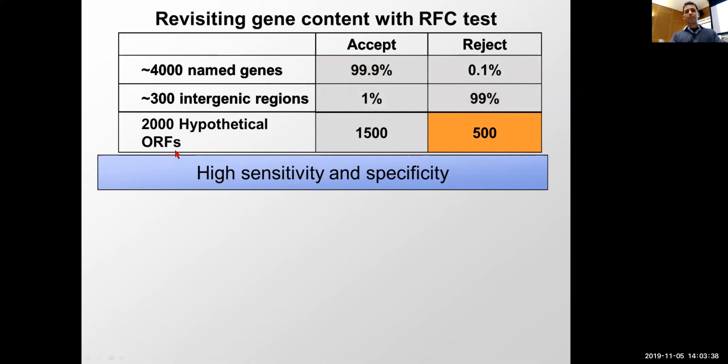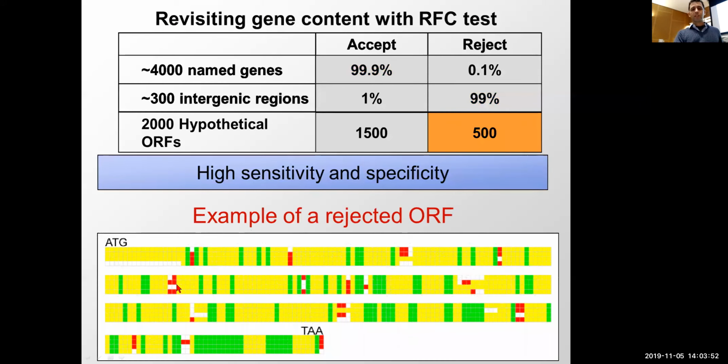And then we applied this test to 2,000 hypothetical open reading frames, which were long enough to look like a gene, but didn't yet have a biological function. And what we found is that 500 of them were very strongly rejected. Here's one example. You see all of these indels that are not preserving the frame. You see all of these non-conservative substitutions.